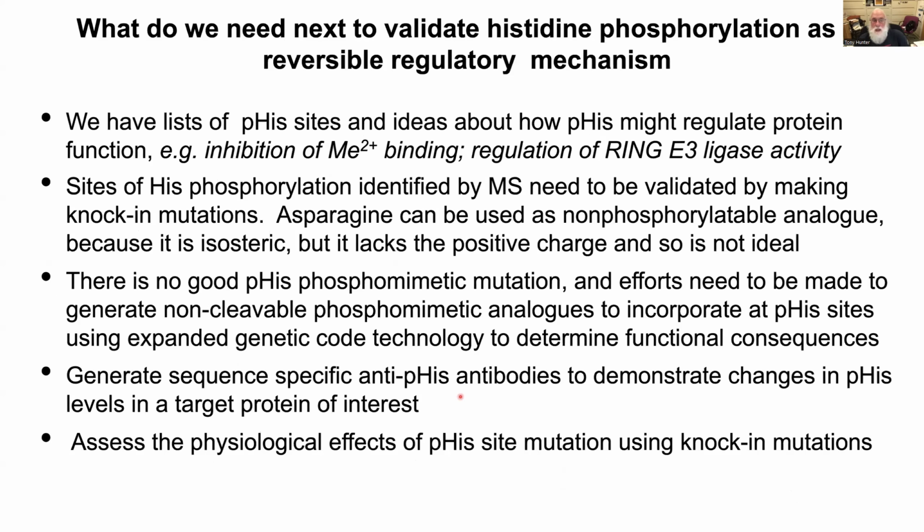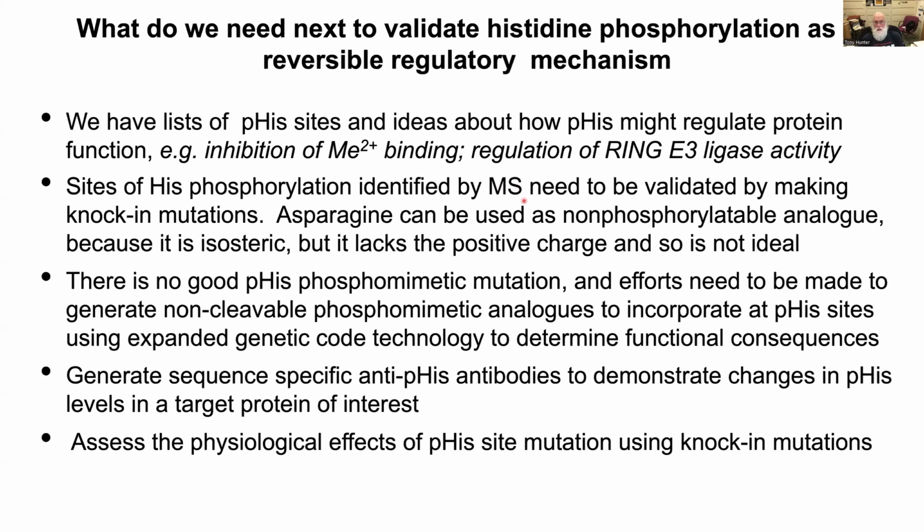So to end up, I'll just discuss what I think is going to be needed to validate histidine phosphorylation as a reversible regulatory mechanism. We have significant lists of phosphohistidine sites, and some ideas about how histidine phosphorylation might regulate protein function, such as inhibition of metal binding or regulation of E3 ligase activity. What we really need to do is validate the sites of histidine phosphorylation that have been identified by mass spec.